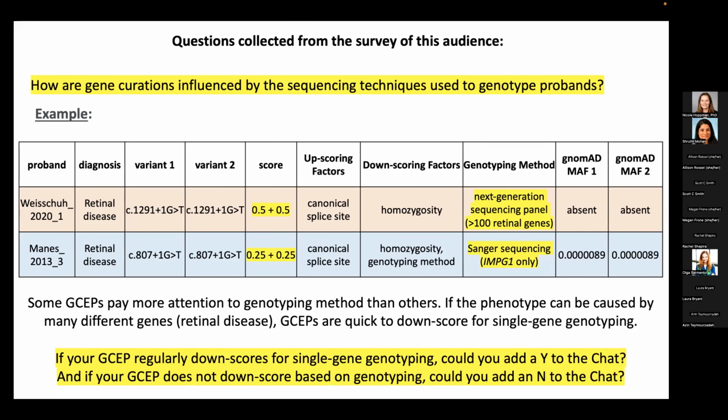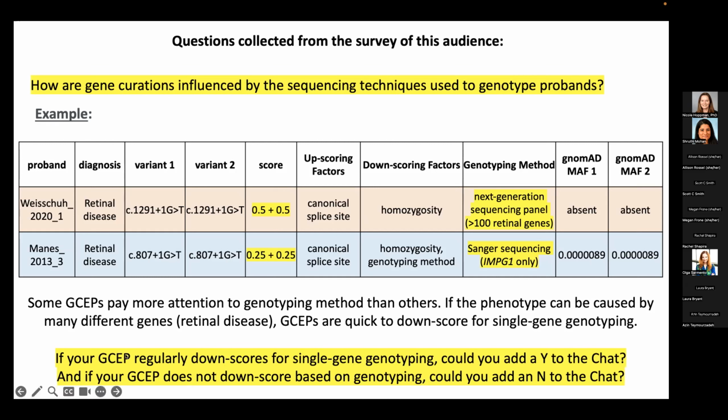I did want to ask at this point, we've realized that one characteristic that would cause some GSEPs to be more attentive to genotyping than others is having a disease that could be explained by a lot of different genes. So in this example, it's not a coincidence that we shared it from the retinal GSEP. The retina folks have a lot of different genes that could be responsible for similar phenotypes. So they have to pay a lot of attention to what loci were genotyped and which ones weren't.